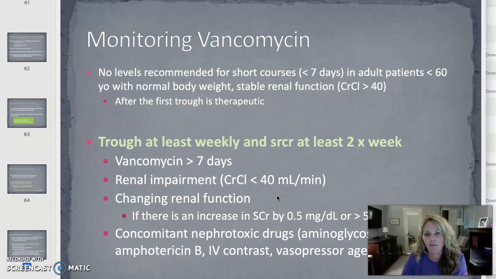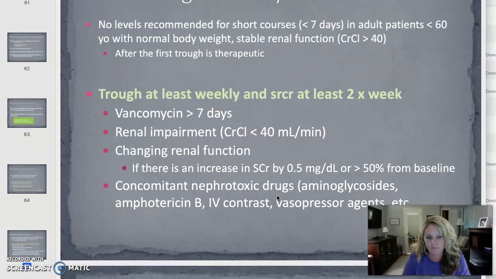Again, if you have a peak or trough that's just a little bit out of range, say we're looking for a trough between 10 and 15 and our trough comes back at 16, you can adjust the dose down a little and that should correct the problem. If that level came back at, say, 21, you need to hold a dose and recheck the level before you redose to make sure that they are clearing, okay?